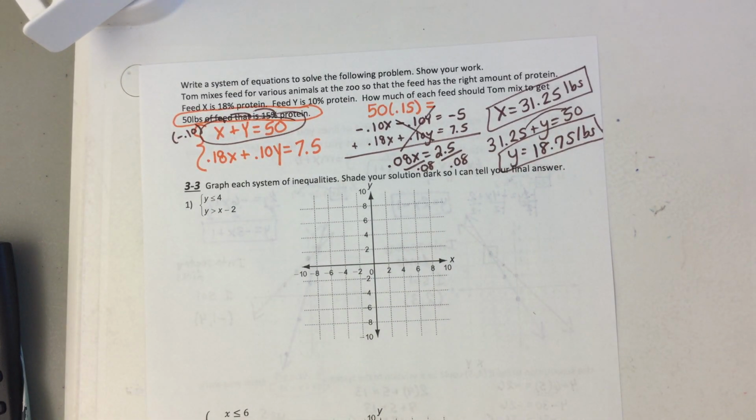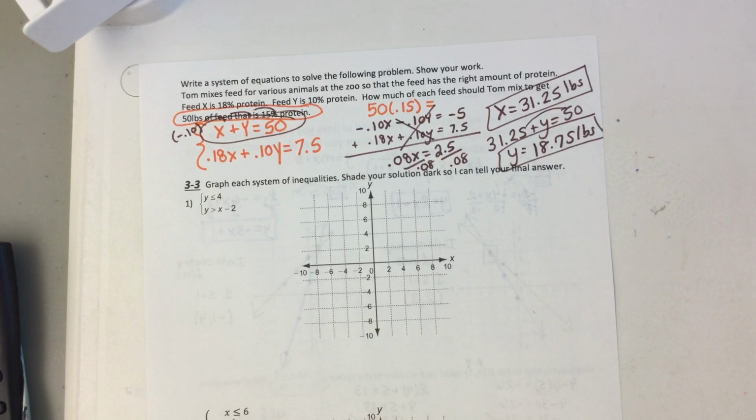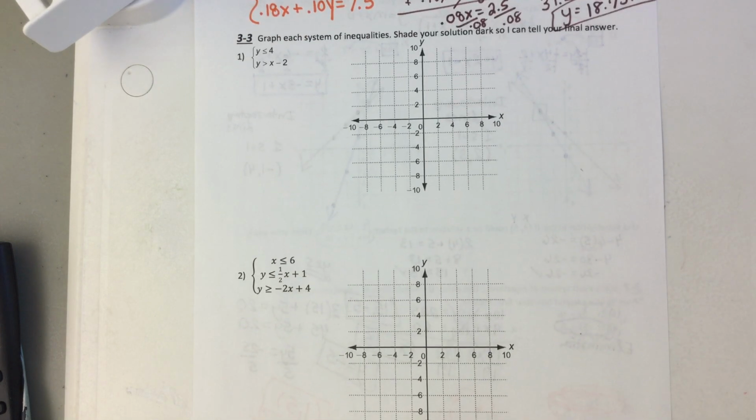So if you were Tom and you were working at the zoo and you were making this feed, when you measure everything out, you would grab the bag of feed X, measure out 31.25 pounds. Then you would take feed Y, measure out 18.75 pounds, mix it all together, and you would have yourself a 50-pound mixture of food that is 15% protein for the animals. And that was 3.2.